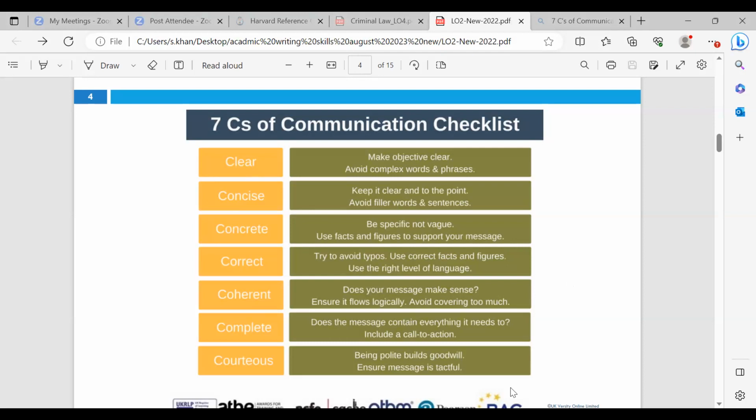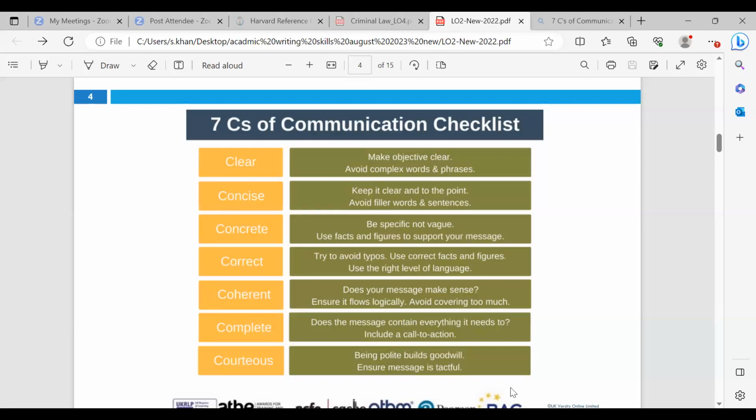Why do you think courteous is so important? Why do you think you should be open, you should be transparent, you should be able to communicate effectively? Why do you think that's very important, to be friendly, considerate? Why do you think that's so important? I think it makes your point clear. Yeah, it makes your point clear.